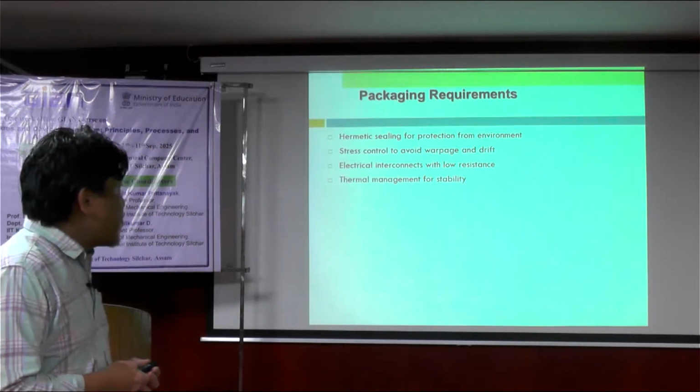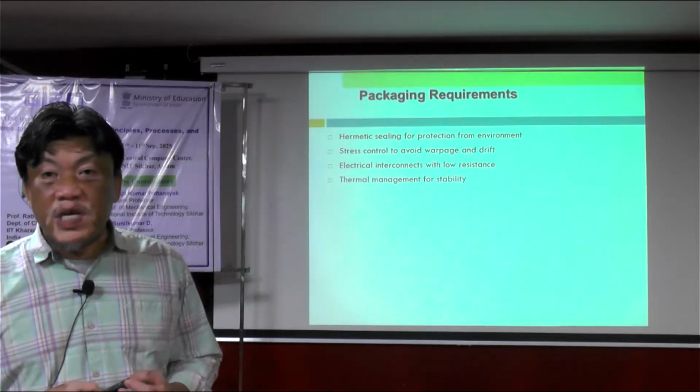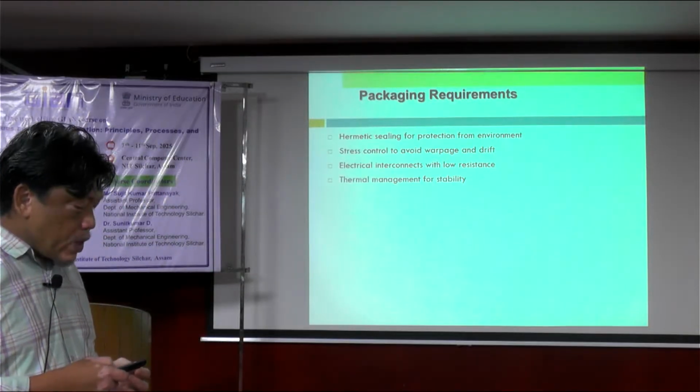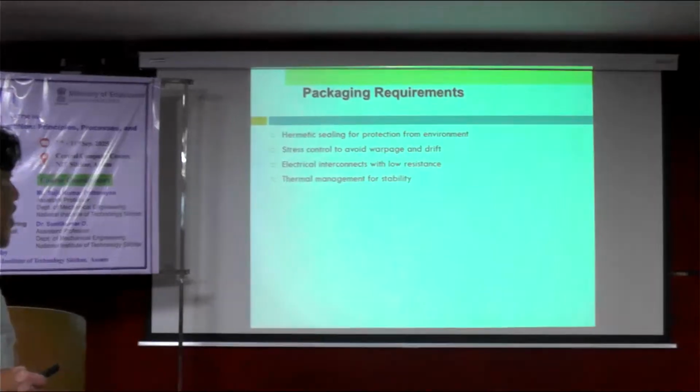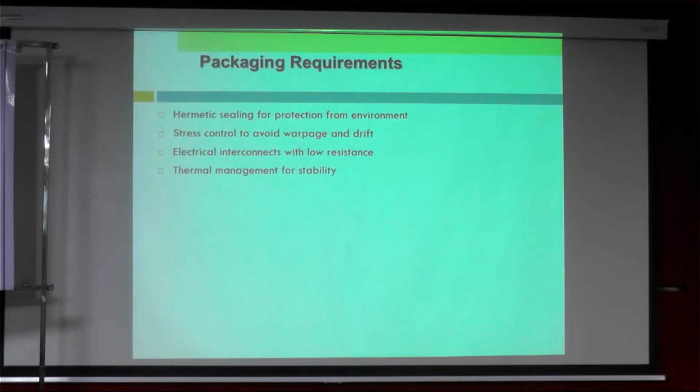And the packaging requirement. As mentioned before, the packaging needs to be done in order to avoid environmental effects on the device, and also to make sure that it operates at the optimum condition. So hermetic sealing is one of them for protection from the environment. And also a requirement for the packaging is to have stress control to avoid warpage and drift of the component, electrical interconnects with low resistance, and thermal management for stability.